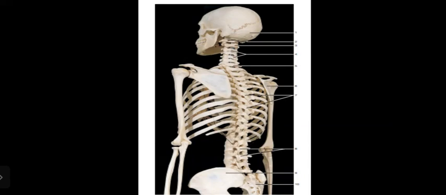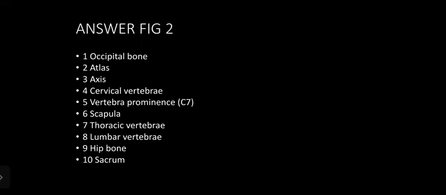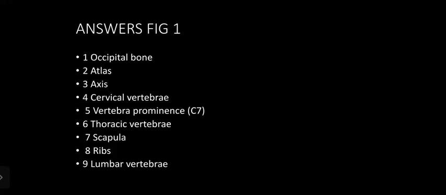Then we have the thoracic vertebrae. Then we have the lumbar vertebrae, that is marked as 8. Then 9th is our hip bone, and 10th is our sacrum. So we have already cleared the entire skeletal framework. Now moving forward, this is the answer key for the image which we saw. Remember, before starting the video, I said that we need to label one more skeletal framework. The answer of that is in the next slide, that is this.